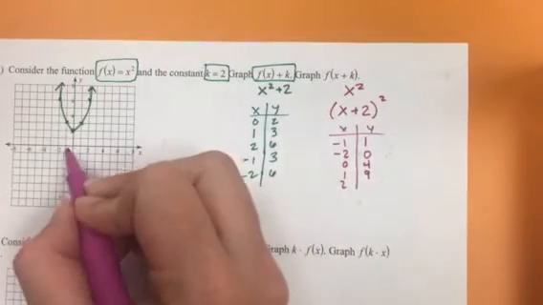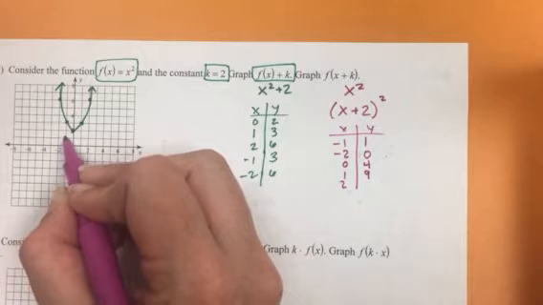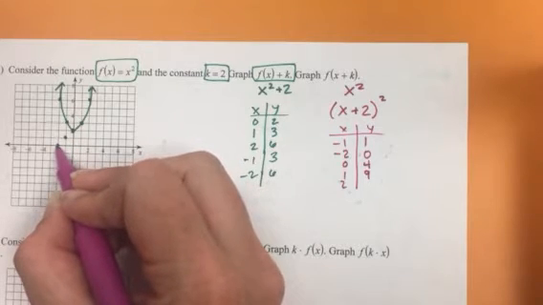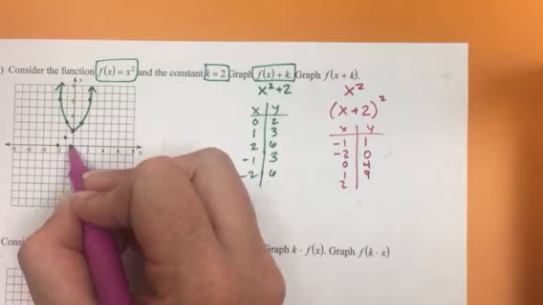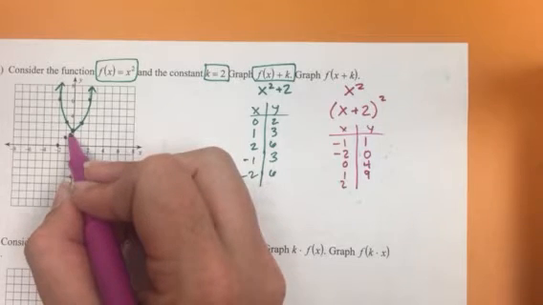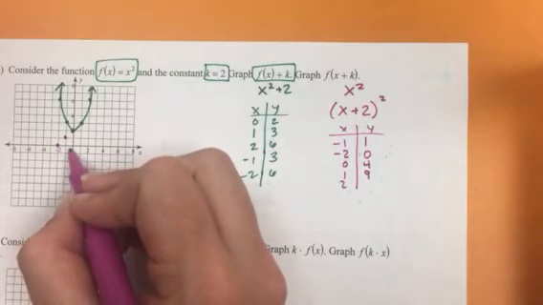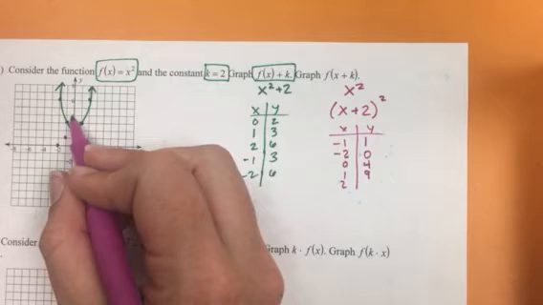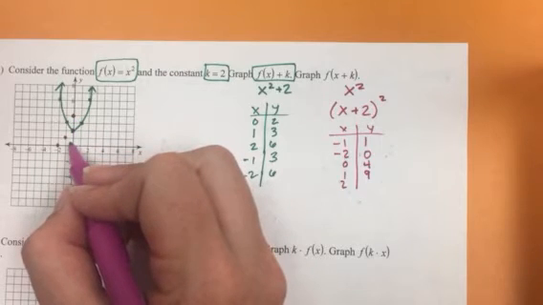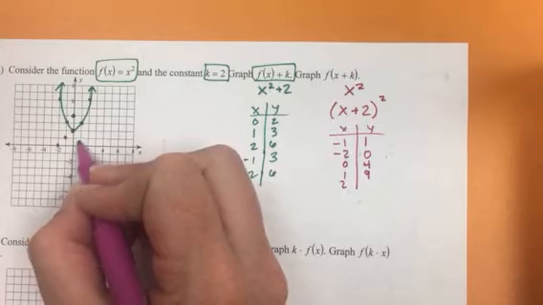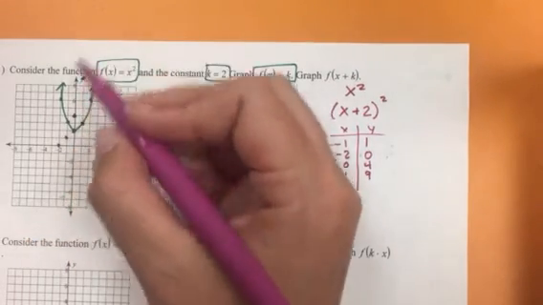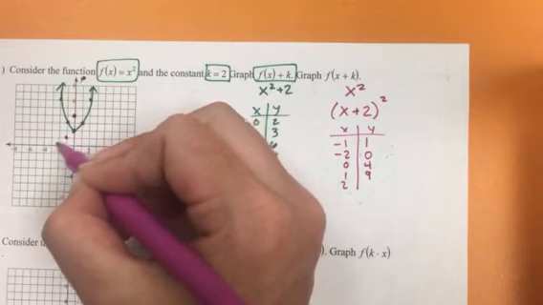Actually, let's plot those. -1, up 1. -2, 0. 0, up 4. Hold on. -1, up 1. -2, 0. 0 plus 2, 2 squared is 4. Over 1, up 9. Alright, so it's going down.